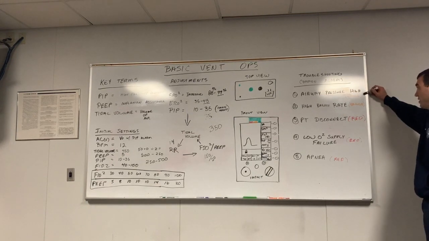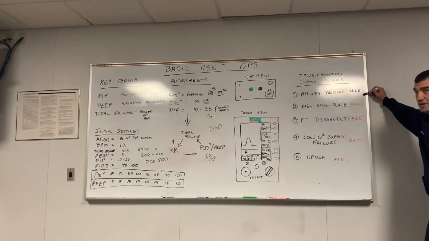So I see it right here, it says orange. That means it's a medium priority alarm. The vent can still work with that. The patient is not in immediate danger, but it needs to be adjusted. If your vent is alarming all the way to the hospital with the orange alarm, you have a setting problem that needs to be adjusted.